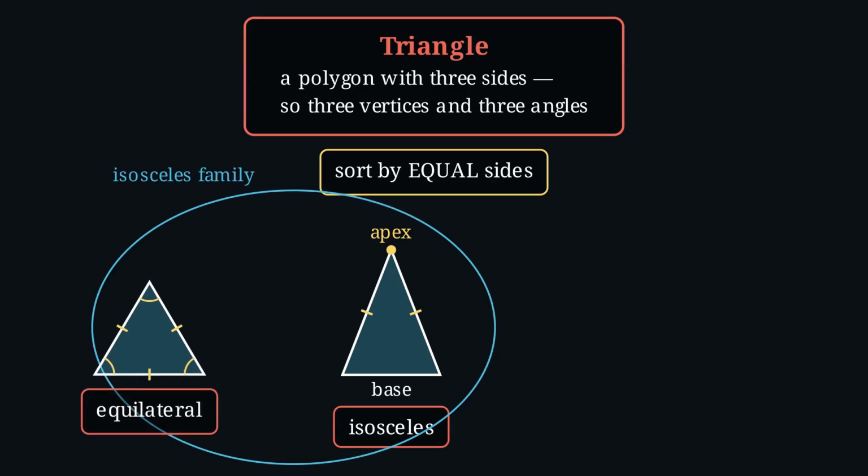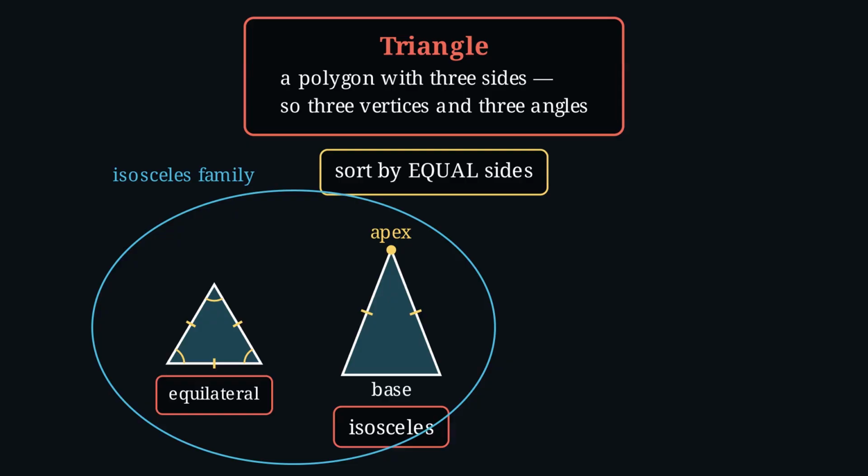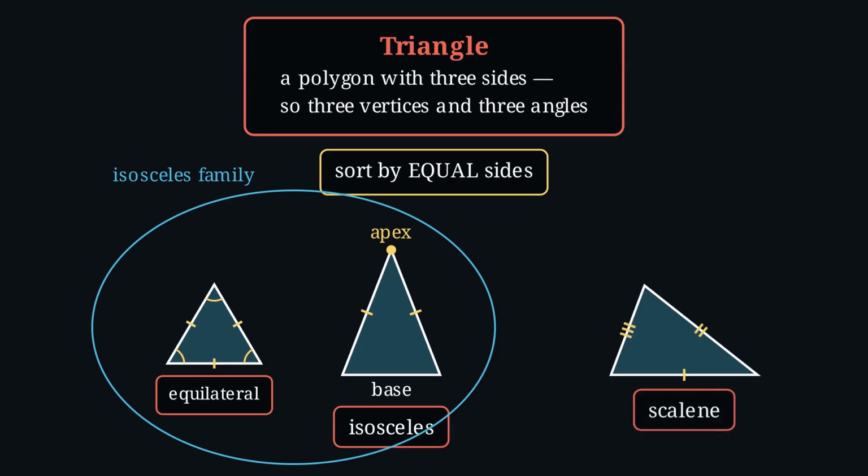And here's a family secret. Three equal sides certainly gives you two equal sides. So an equilateral triangle is isosceles too, a special one. And no equal sides at all? Three different marks, three different lengths. Scalene.